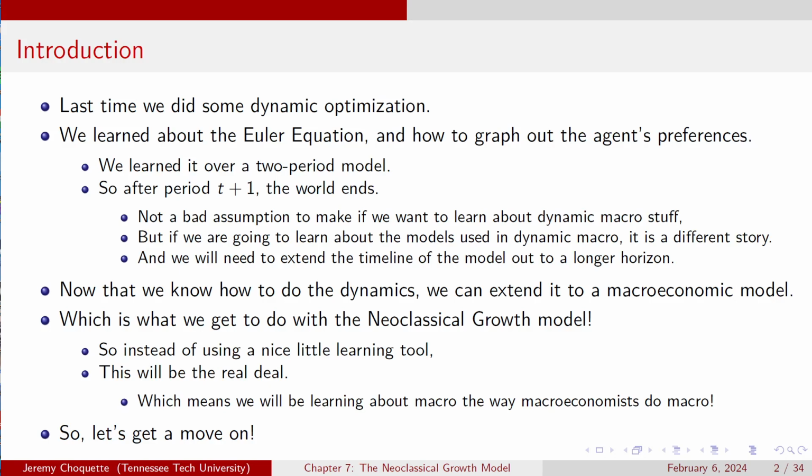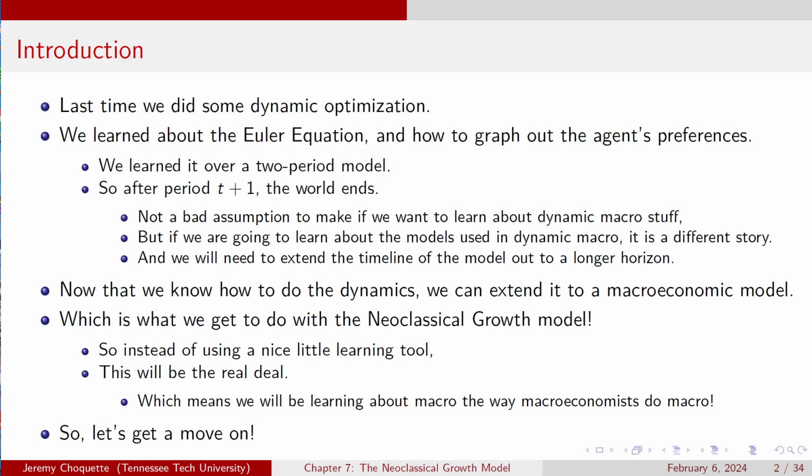But if you want to learn a little bit more, right, you want to be able to use this dynamic macro in kind of like a more believable context, I guess. Maybe you want to extend that beyond two periods. So we're extending that two-period model out to an infinite horizon model. And we're also going to be endogenizing output, which changes our constraint just a little bit. And when we do that, well, that actually gives us our neoclassical growth model.